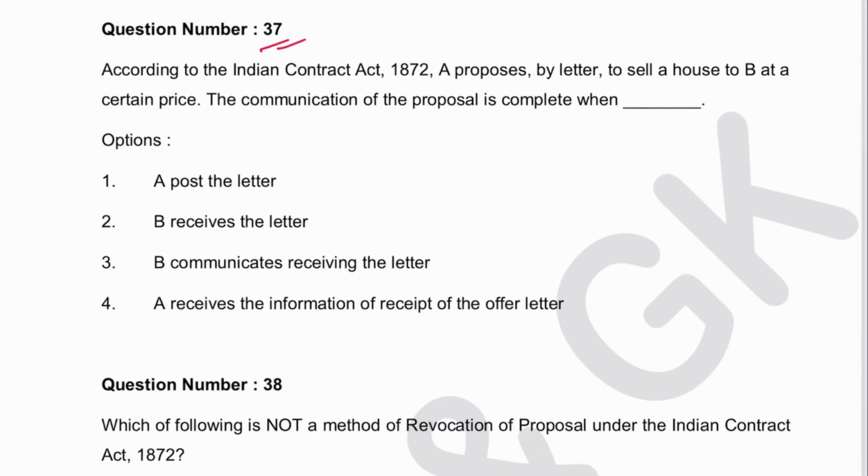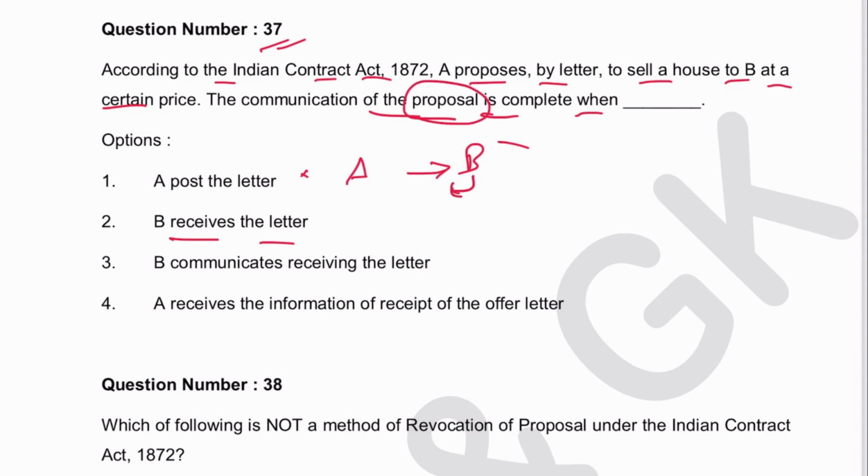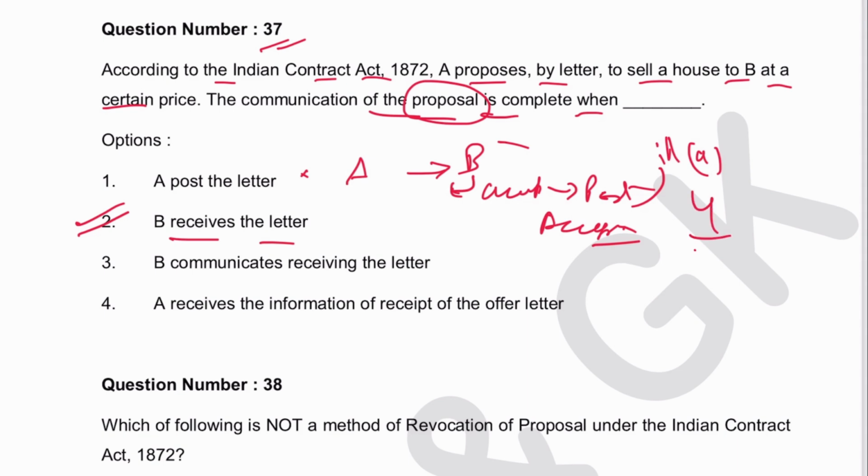Next, 37. According to Indian Contract Act, A proposes by letter to sell a house to B at a certain price. The communication of proposal is complete when A posts the letter, no. B receives the letter, yes. When A sends the letter to B and B receives the letter, the proposal is complete. And when B accepts the letter and posts it, then acceptance is complete. So 2 is the answer, and this is illustration A in section 4, communication of proposal and acceptances.